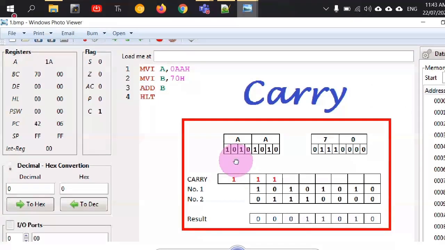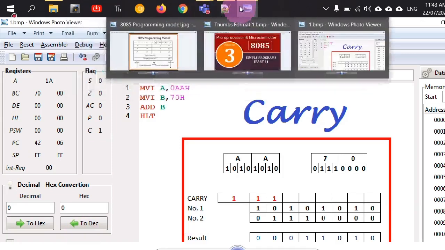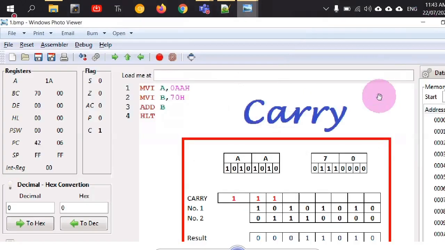So this is the short program, and I guess all of you are aware of this programming model of 8086, as we practiced in yesterday's lab. Now, first of all, we are going to study the carry flag. In this architecture, you can see that carry is the least significant bit of the flag register, and we are first paying attention to that.